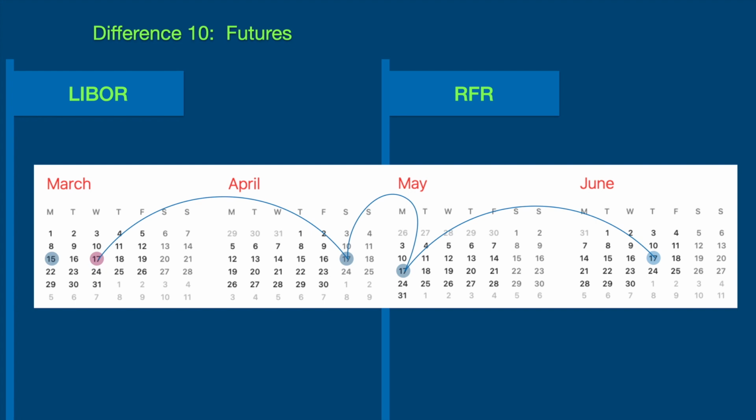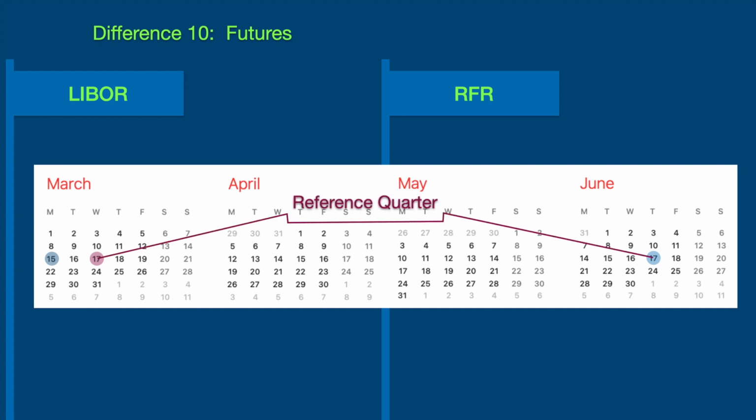This period of interest that the future contracts refers to, this is the period from March to June here, is called the reference period, and this is the length of time that the LIBOR that the future contract settles into covers.